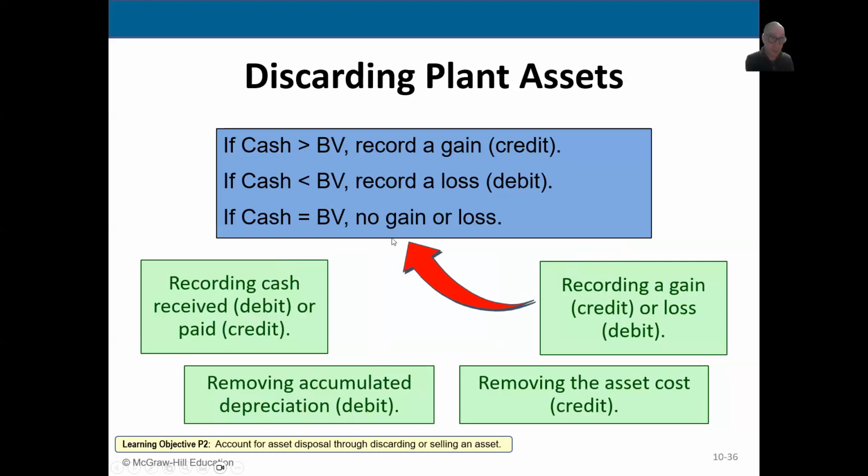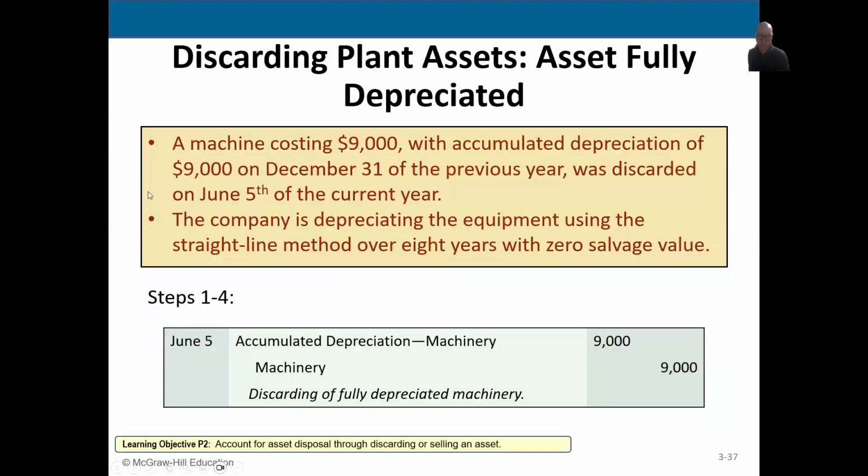I'm not going to dive too deep into it, but I will give you a couple of examples here in a second. If the cash that we're receiving is greater than its book value, it's a gain. If the cash we are receiving is less than its book value, it's a loss. If it's equal to it, there's no gain or loss. The examples. I always like the examples because they paint a clear picture.